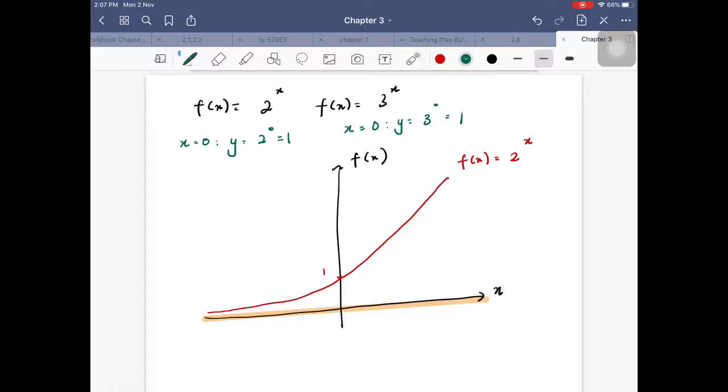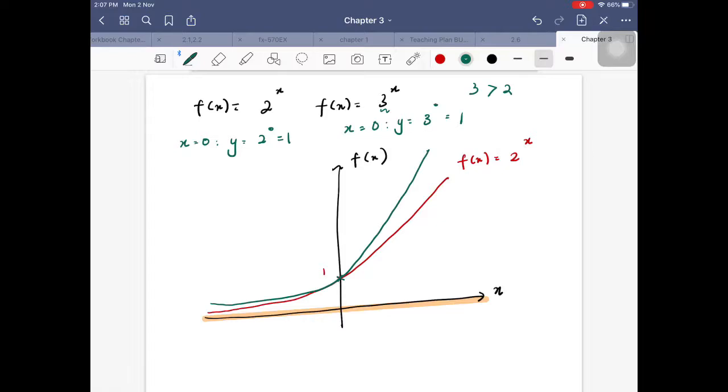Okay, how are they going to be different? The intercept is going to be at the same point, but because 3 is greater than 2, it's going to increase higher than 2 to the power of x. So what I mean by that is, the graph is going to look like this.